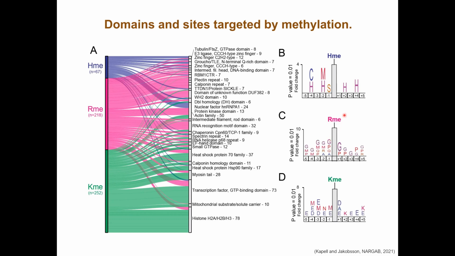And a similar analysis for arginine methylation and lysine methylation also revealed interesting features. Arginine methylation was found to be enriched in glycine- and proline-rich domains, which has also been reported previously in the literature. Lysine methylation, on the other hand, was found to be enriched in acidic residues, with a high frequency of aspartate and glutamate upstream and downstream of modified sites.